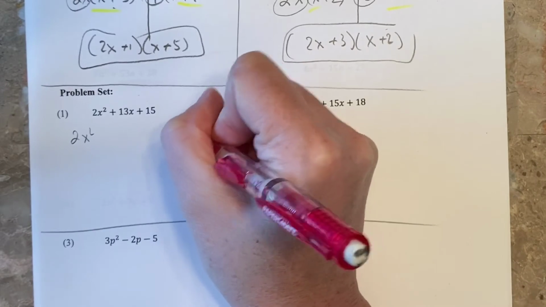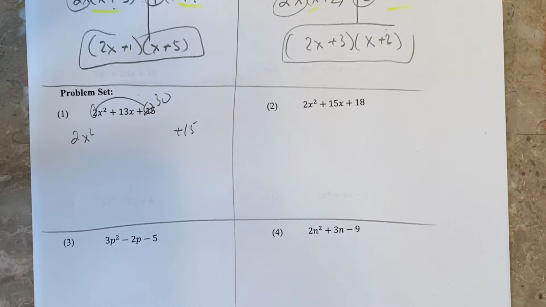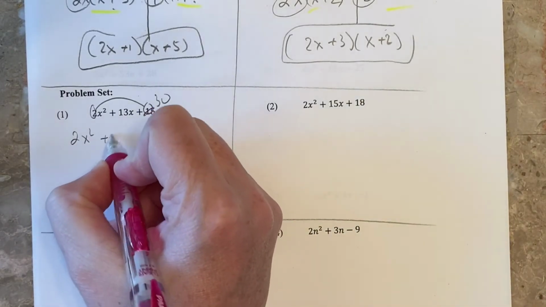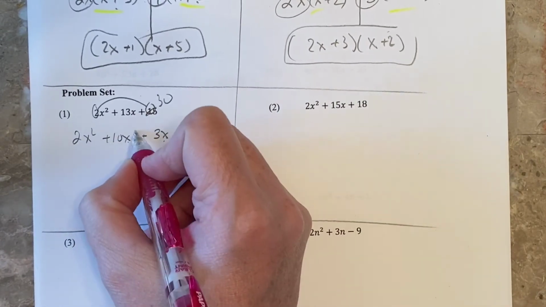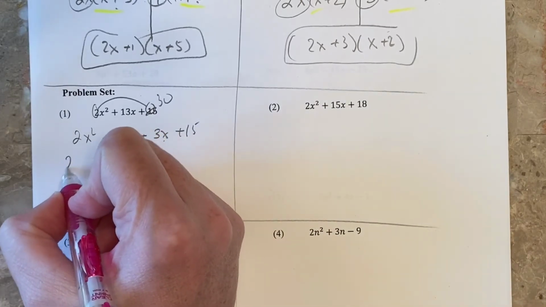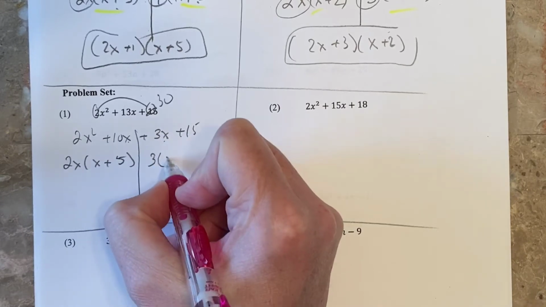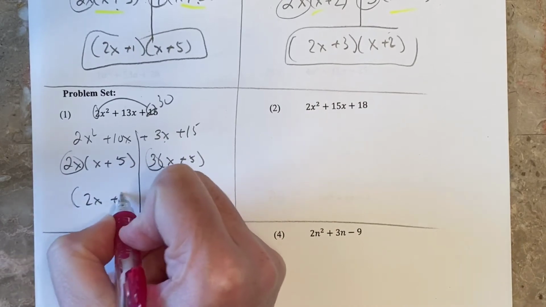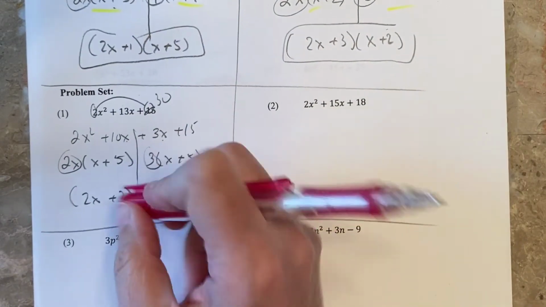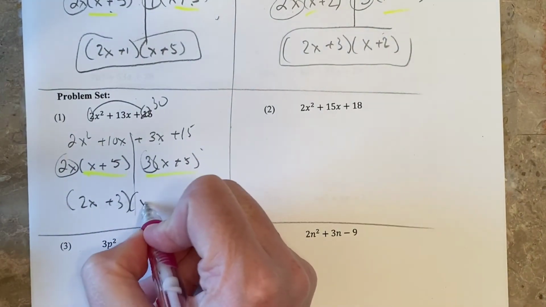2x squared, 15 over here. All right, so now I'm going to do 2 times 15 is 30. So it multiplies to 30 and adds to 13. That should be 10x and 3x. Again, don't forget the new way you have to have the x's. Split them up. Let's see, what do we have? 2x, and then x plus 5, and that's 3, and x plus 5. That's one parentheses, 2x plus 3, and then what they have in common is x plus 5.